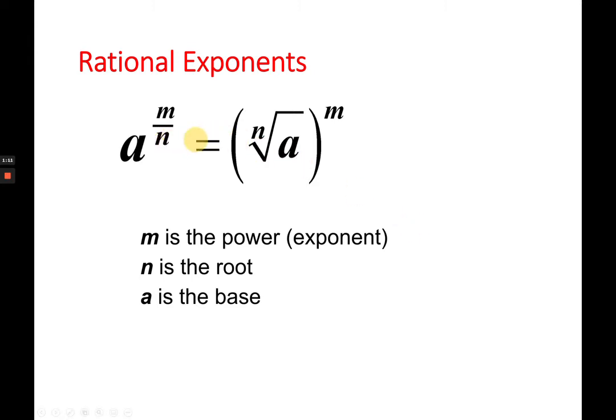In a radical form, your n is the root, which is the number that appears on the upper left of your radical. So if this is 2, which is called square root, and if this is 3, it's cube root, 4 is fourth root, and so on and so forth. There is no such thing as one root. The power can be written outside.